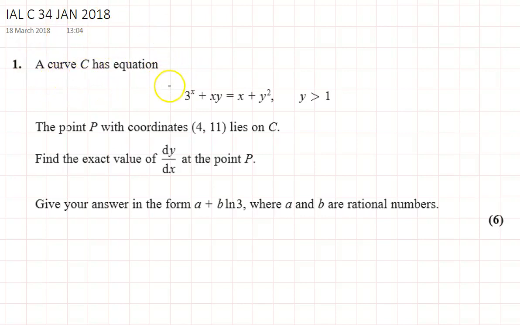A curve C has an equation 3 to the power x plus xy is equal to x plus y square, where y is greater than 1. The point P with coordinates (4, 11) lies on C. Find the exact value of dy over dx at point P.